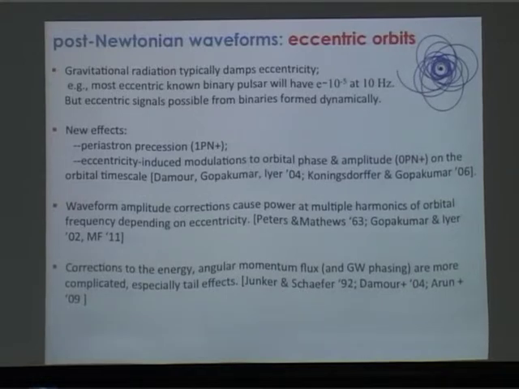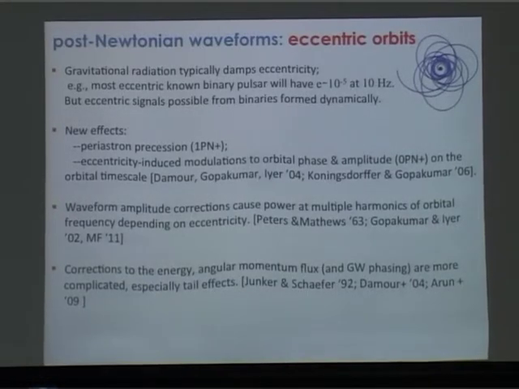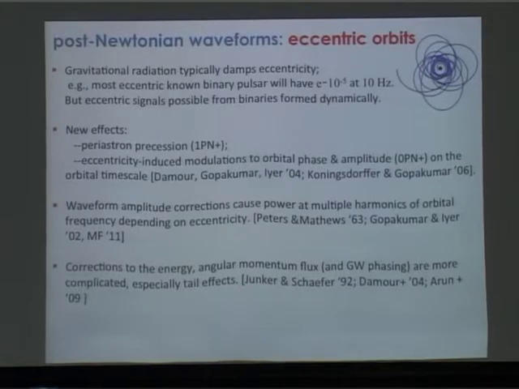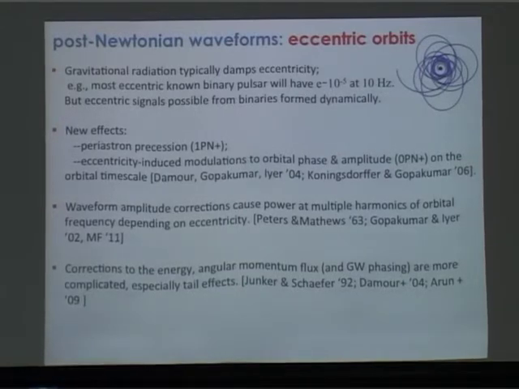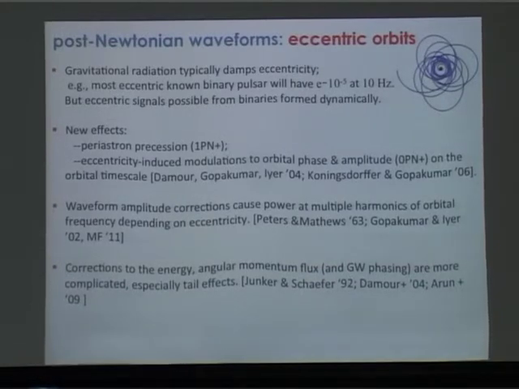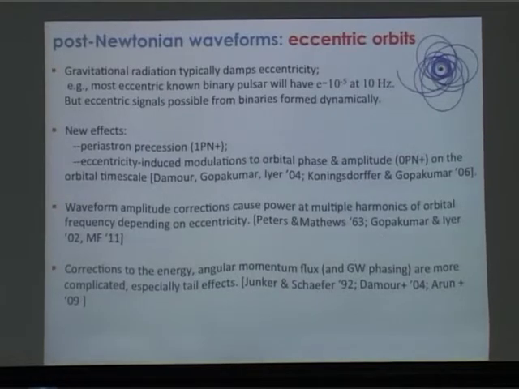Okay? So there are various corrections to, say, the energy flux and the angular momentum flux when you have eccentric binaries. So the expressions are very much more complicated, especially when you consider tail effects. And it's necessary to compute those corrections in order to get the secular changing phase contribution to this inspiraling eccentric binary. So these have been worked out by many people in this room.